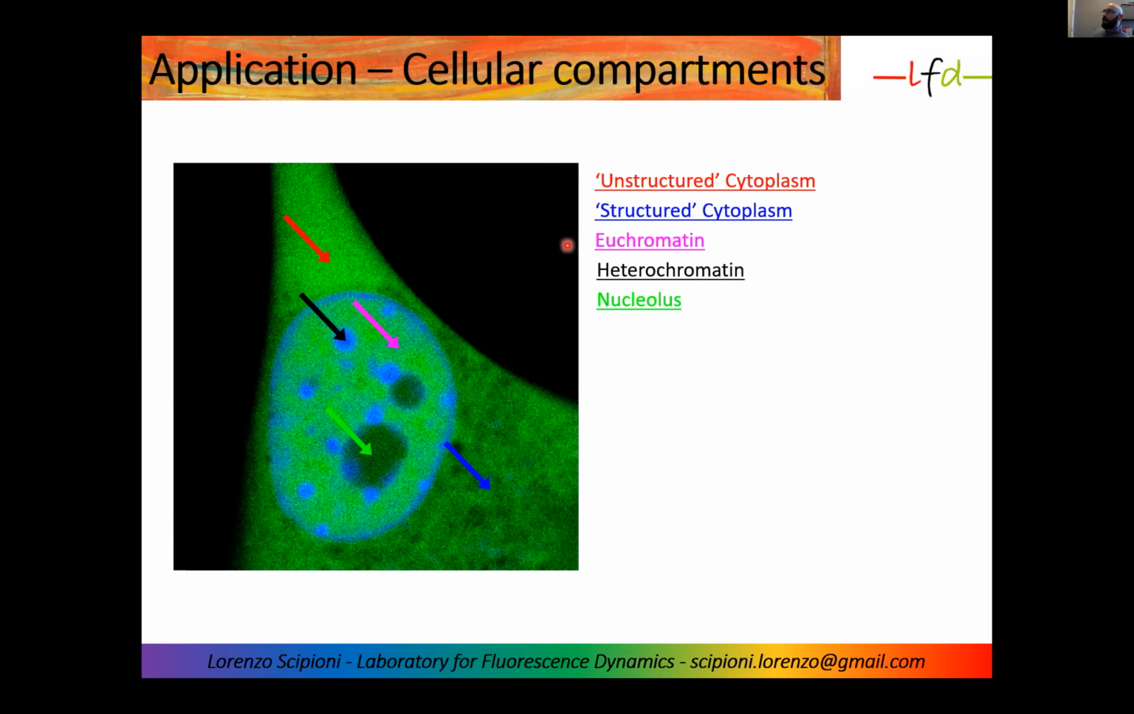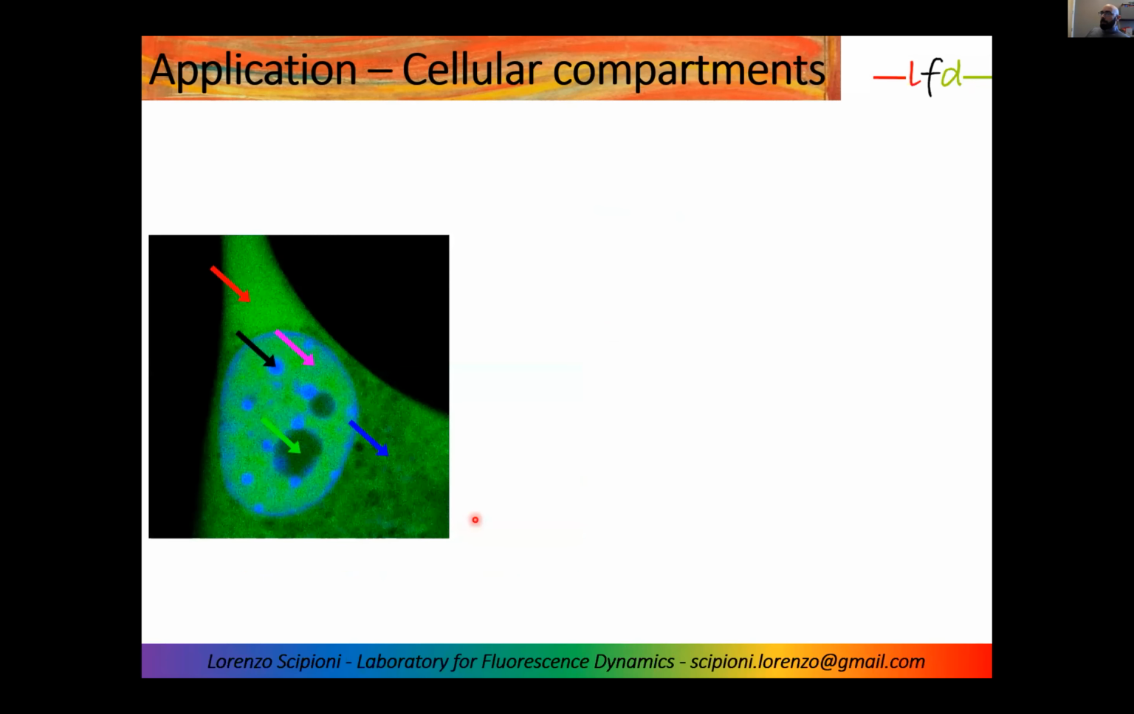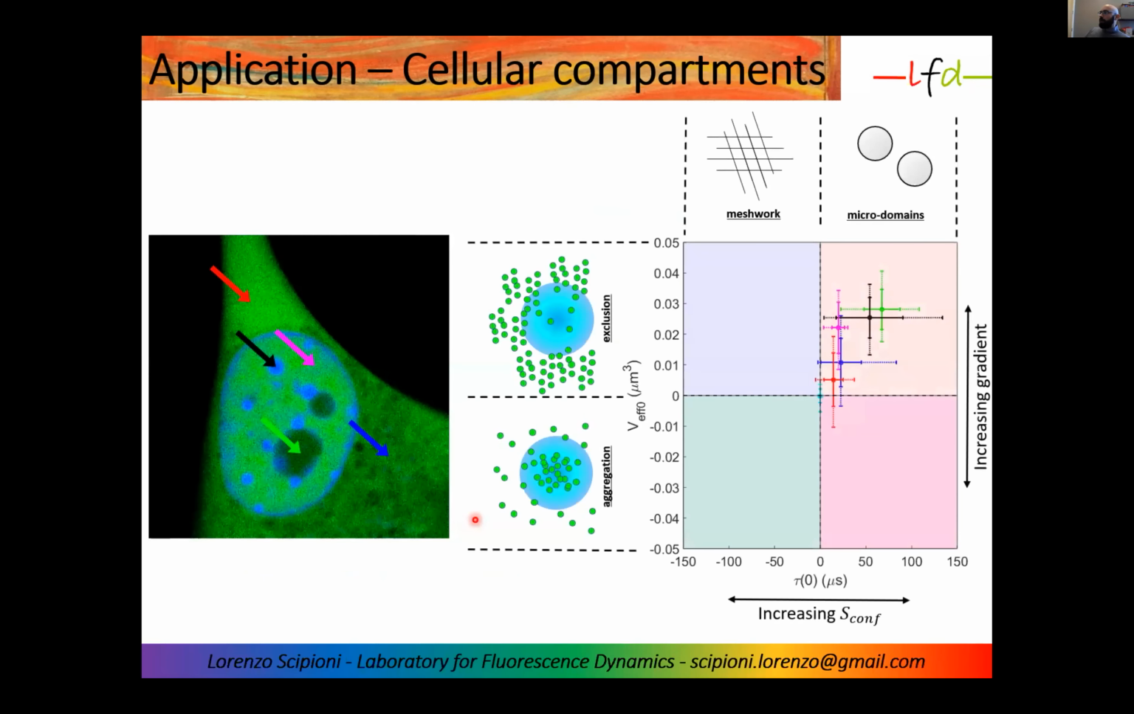Inside the nucleus, we have heterochromatic regions, euchromatic regions, and the nucleoli. Nucleoli are typically very dense, and heterochromatic regions are compacted DNA, so they should be denser than the euchromatic regions, which are typically decompacted. So let's see where these points fall in our 2D plot.